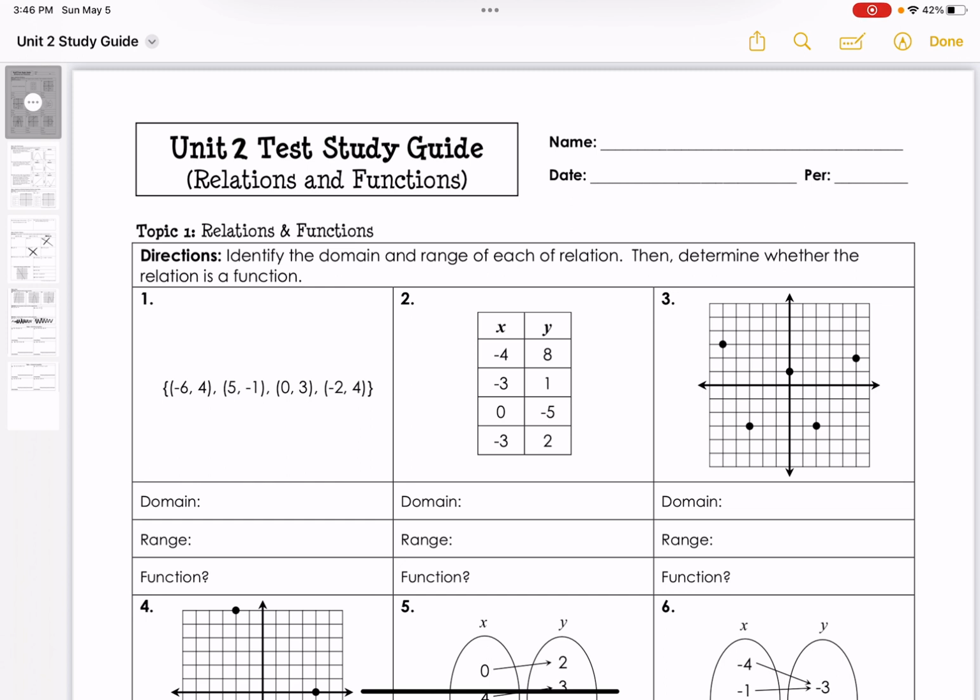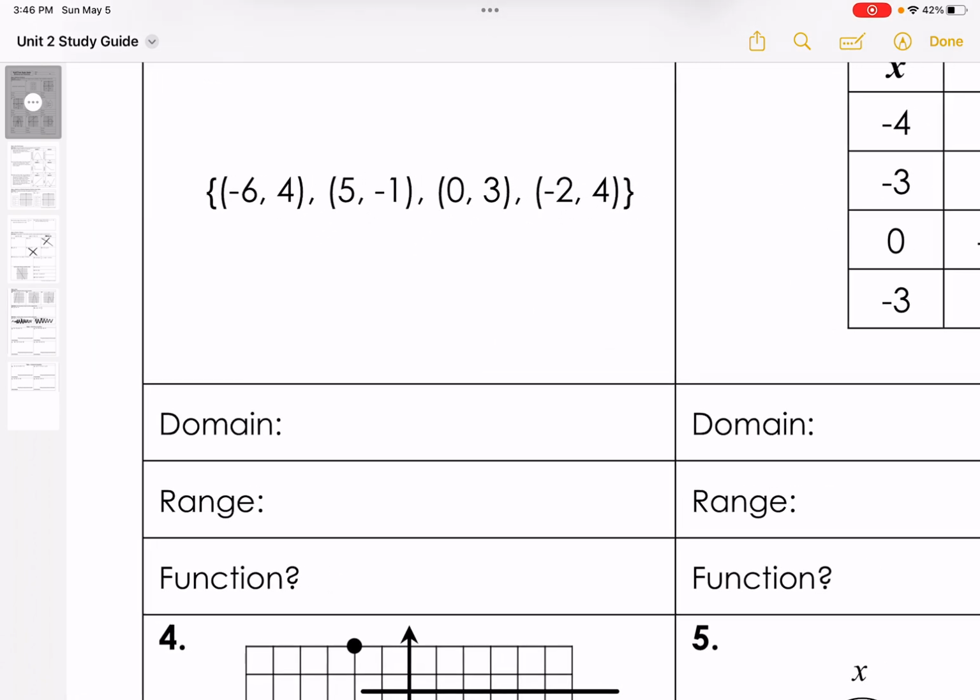So starting with topic 1, we're talking about relations and functions, and we're going to identify the domain and range and determine whether it is a function or not. So looking at number 1, we're given a set of ordered pairs. So remember, the domain is my x values.